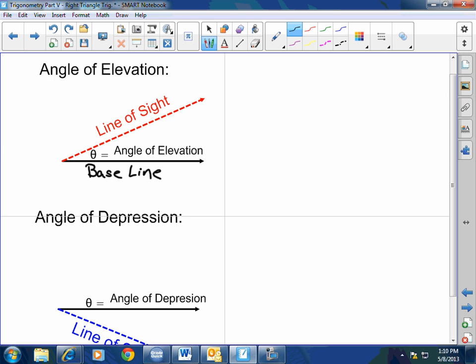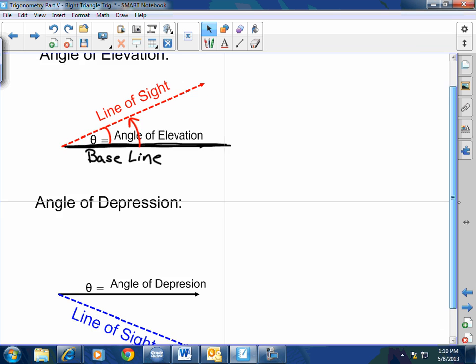Look up. That's an angle of elevation, guys. You have a baseline, and then you looked up. That's my angle of elevation. Okay, guys? So again, you have a baseline. So your left arm. Look up. That angle formed there, that's your angle of elevation because you went up from your baseline.